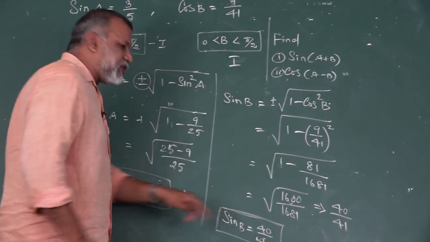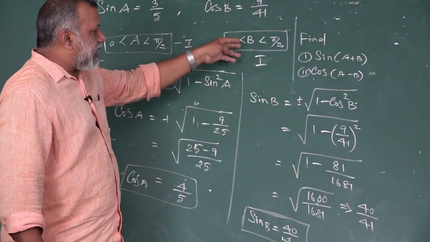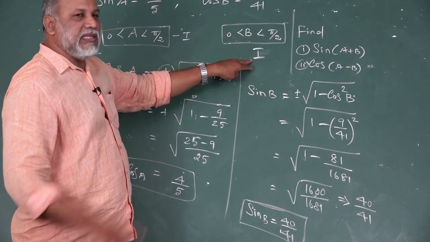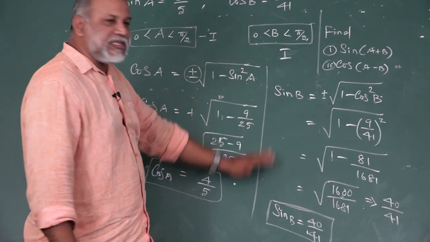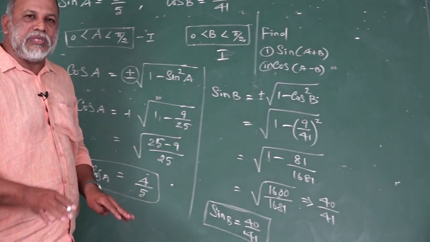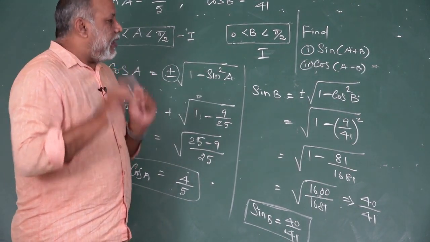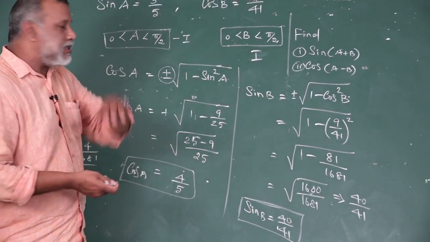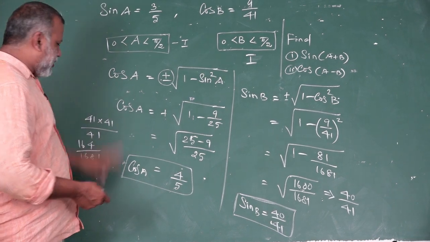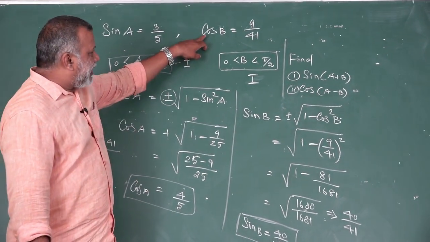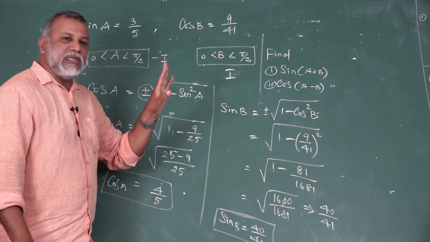It gets a positive result only. See, this is the second data, it also lies in the first quadrant. So in the first quadrant, all trigonometrical ratios are positive. Now we need some data. The given data sin A, we found cos A. The given data cos B, we found sin B.